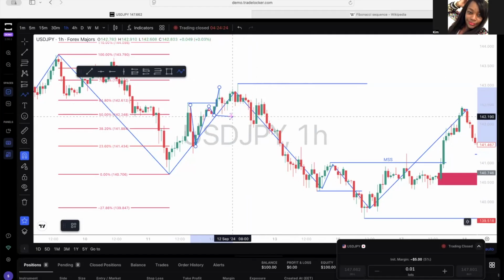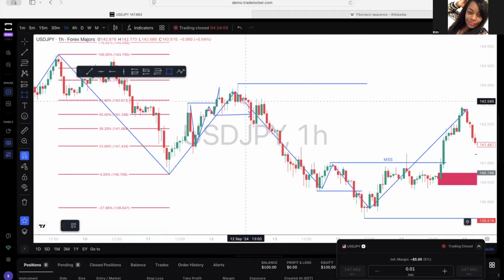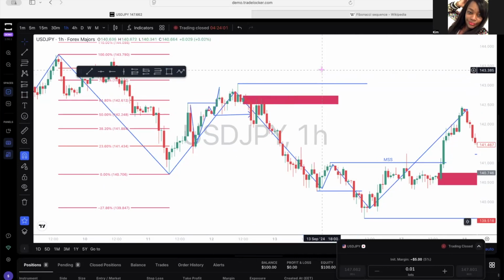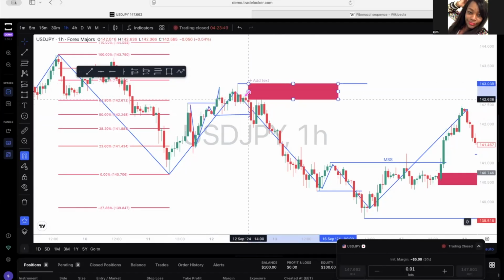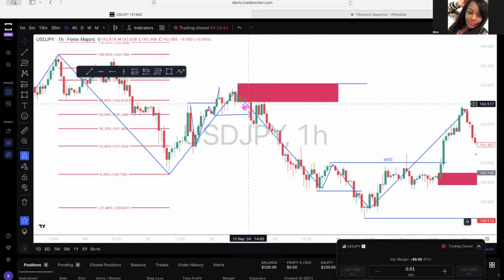So this was an internal shift. When you're looking for bears and price is going bullish, you're looking for the internal structure to shift. Once this shifted, what did it do? It came back to this supply zone, right? So once this shifted, you mark up your supply zone. And you can even mark up this one if you want. They're one and the same.